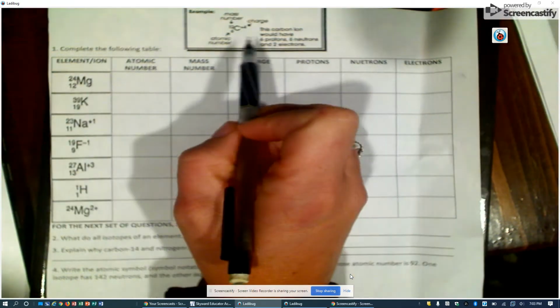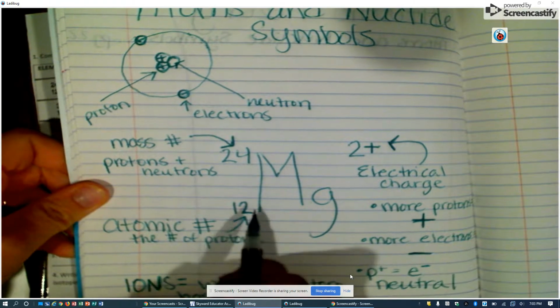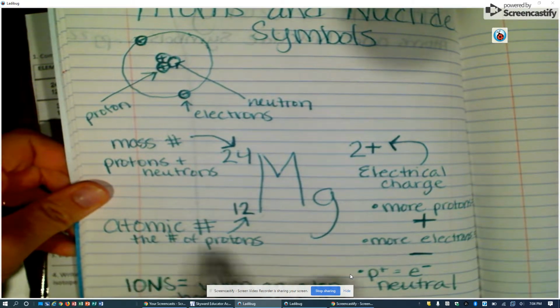But let's look at this first problem here where we have magnesium, and it has a number here that's 12 and a number here that's 24. Now you have a key up here that should help you as well, but we also have our notebook right here that should help us. It tells us that the lower number is the atomic number and it's the number of protons. So that makes life easy. So here's 12, so that's the atomic number, and it's also the number of protons.